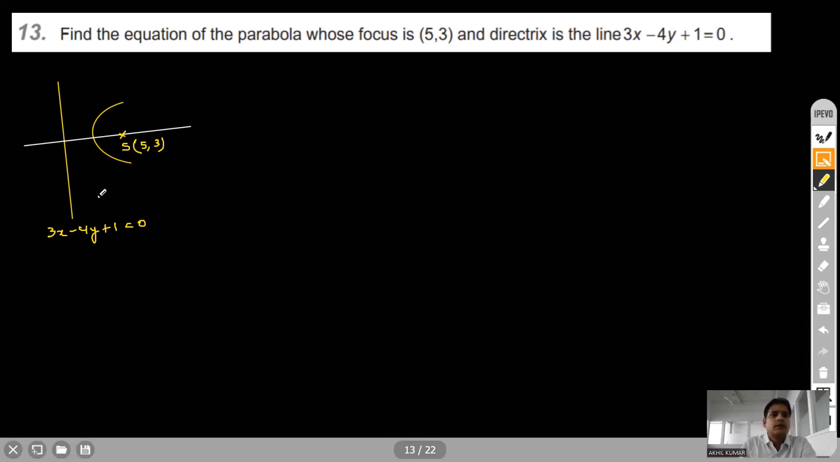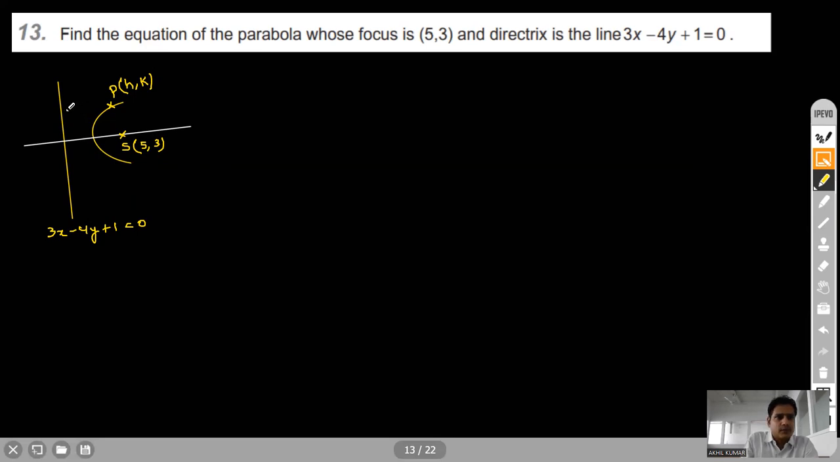So, how can we approach this? We can do one thing. We can assume any point on this parabola, P, whose coordinates let me write as (h, k). So this PS will be equal to PM.